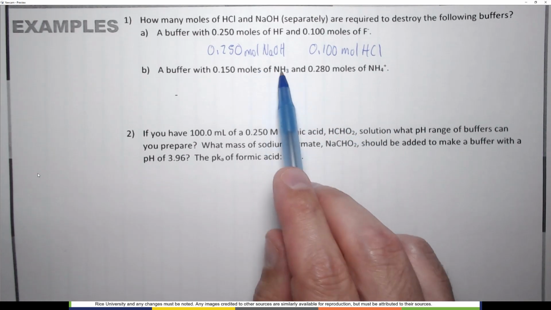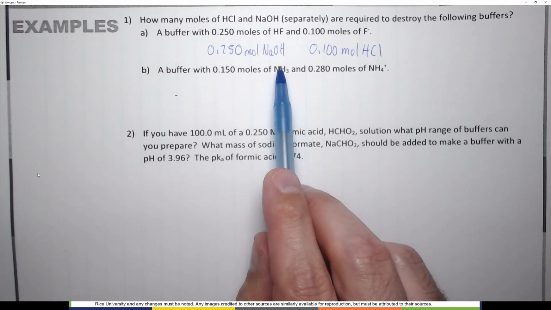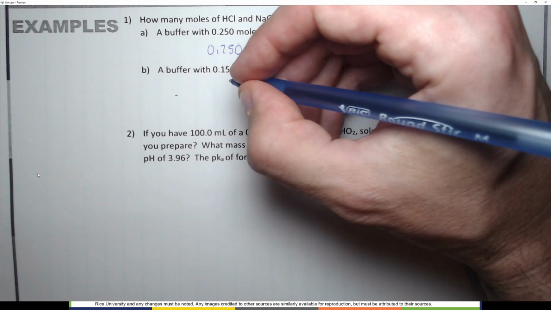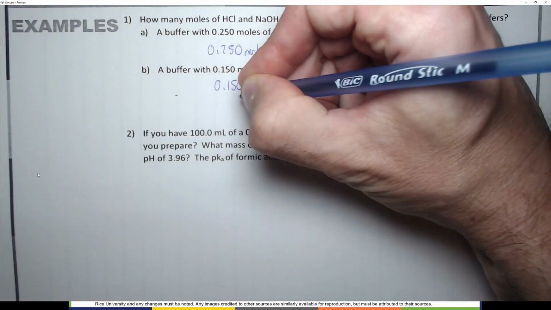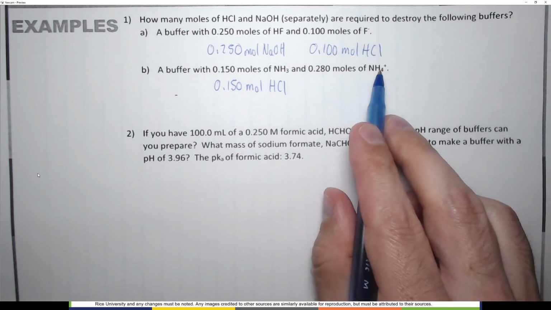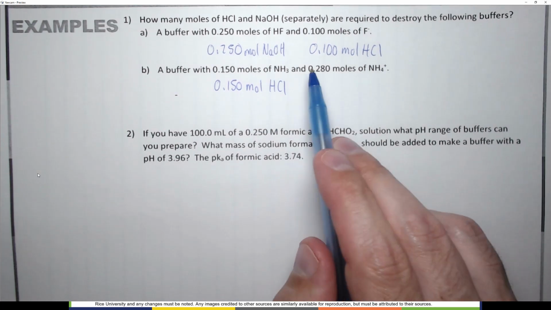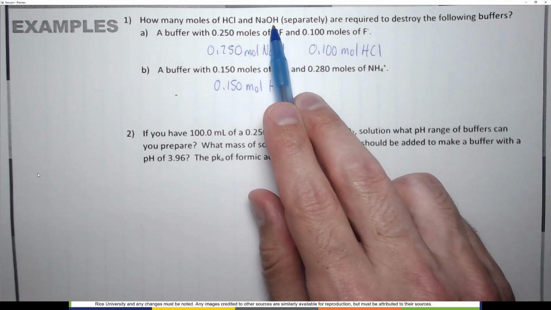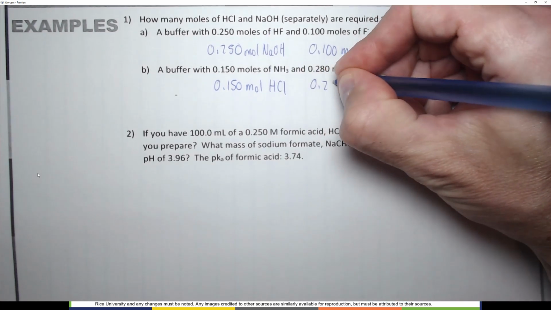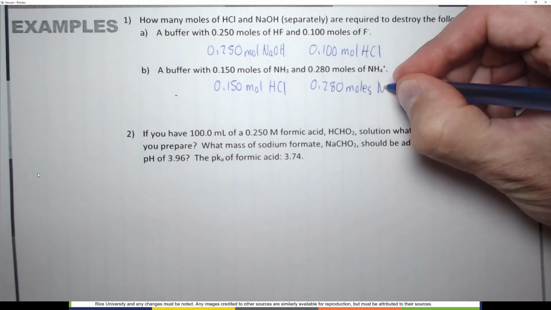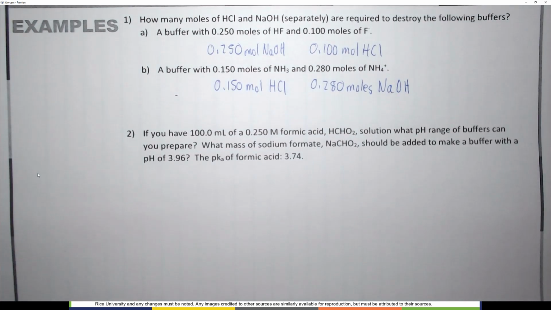Well, what is NH3 going to react with? NH3 is a weak base, so it's going to react with the strong acid HCl. So if I add 0.150 moles of HCl, it'll destroy the buffer. This is the conjugate acid of this weak base, so it's going to react with a base, NaOH. So if I add 0.280 moles of NaOH, that will also destroy the buffer.